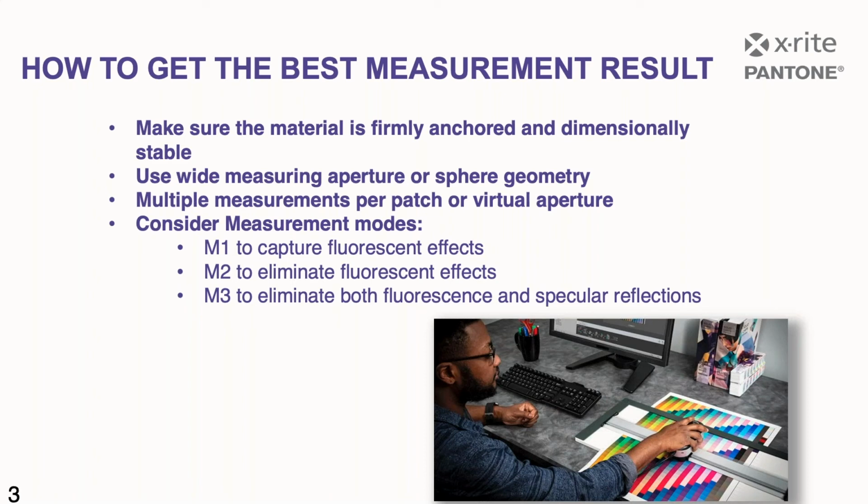Again, using a wide measurement aperture or sphere geometry gives us more information by gathering more light on the transmission side, and deals with consistency, whether there are variations across the patch, as well as texture issues. And then M1, if you're trying to capture the fluorescent effect, M2 to kill the fluorescent effect, and M3 primarily to get rid of those micro highlight problems.